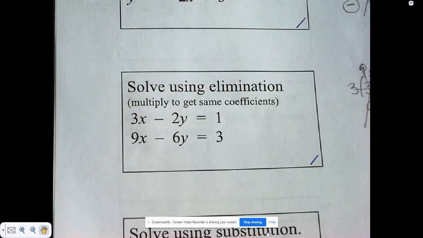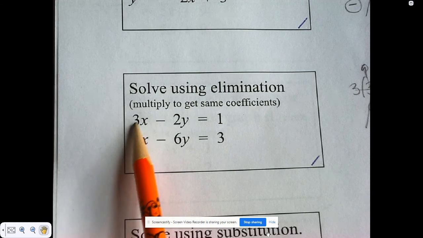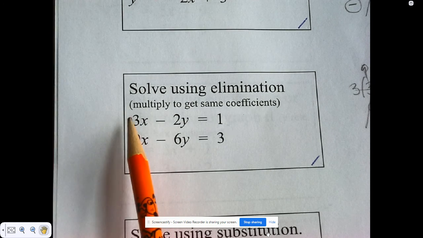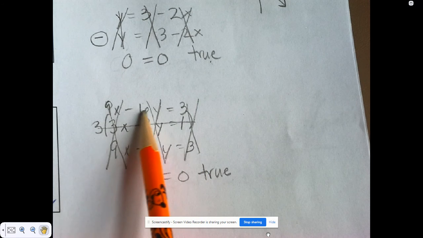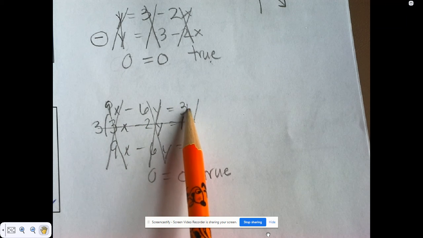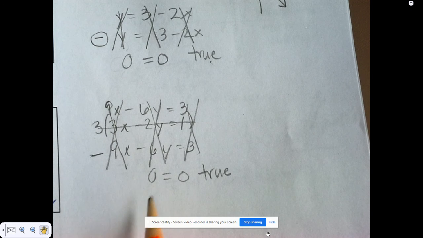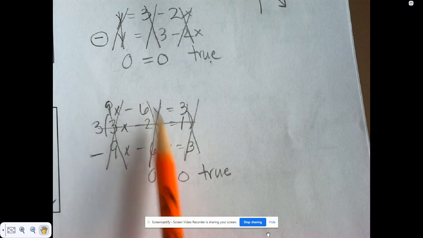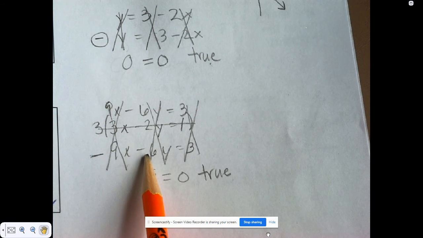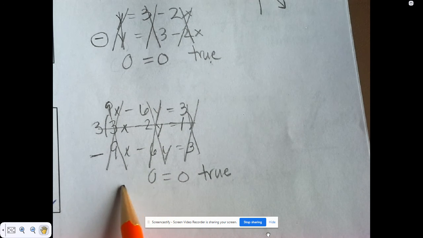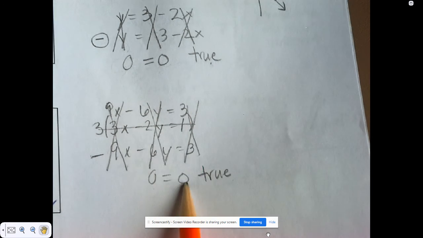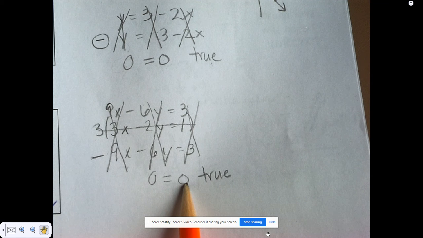All right, so you should be back. You should have noticed that the 3x you could definitely get to be 9x. All you'd have to do is multiply everything by 3. So I went ahead and did that. I end up with 9x minus 6y equals 3. When I start eliminating, 9x minus 9x gives me 0. And even these are the same. Negative 6 minus the negative 6 does equal 0. So I have no x's, no y's, and I don't even have a number over here because 3 minus 3 is 0.